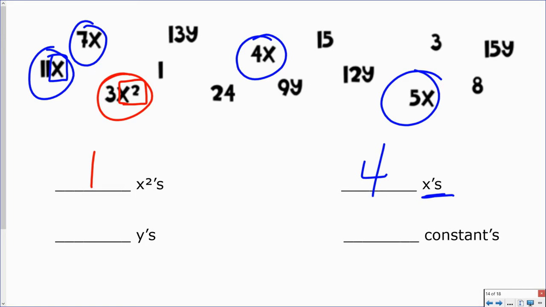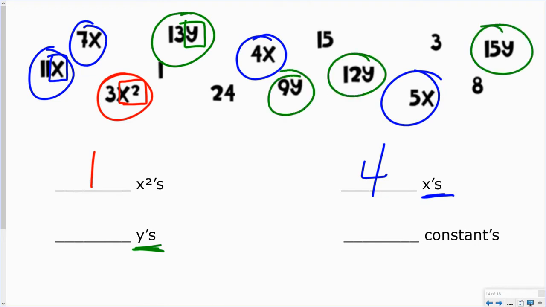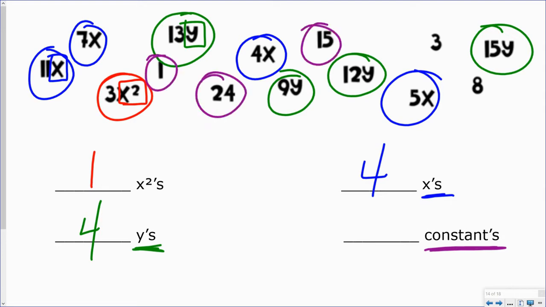And now we're going to do the same thing, but this time we're looking for those things that have y's. So similar to this right here. So here's 1, 2, 3, 4 that have y's on the end. And then our last one here, we're going to take a look at the ones that just have the constants or just the numbers. So here's 1, 2, 3, 4, 5.